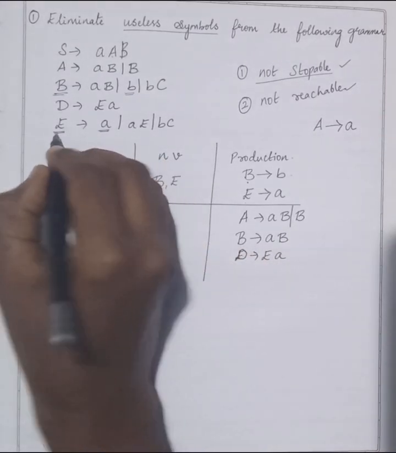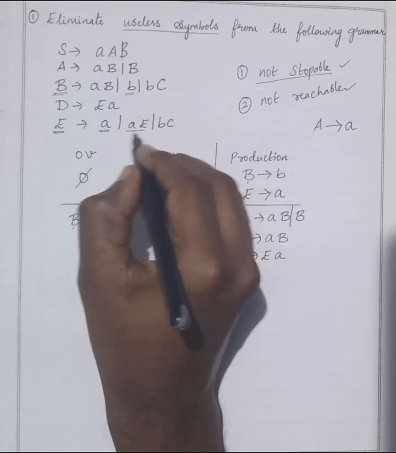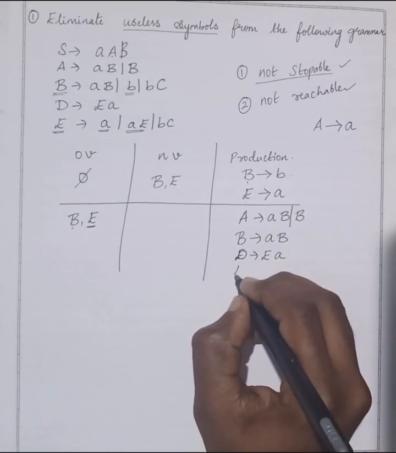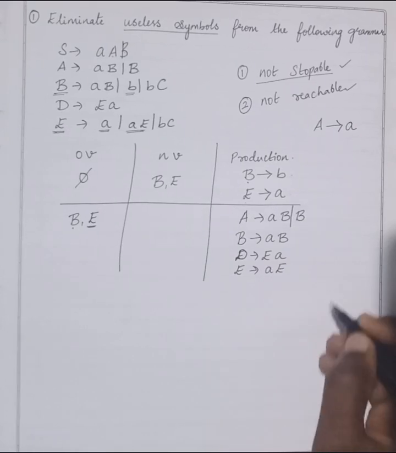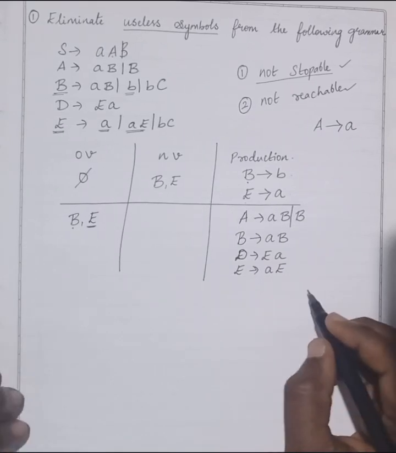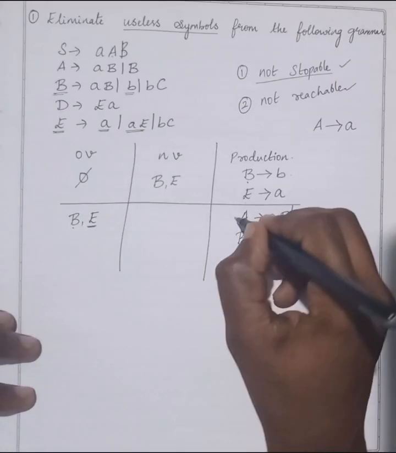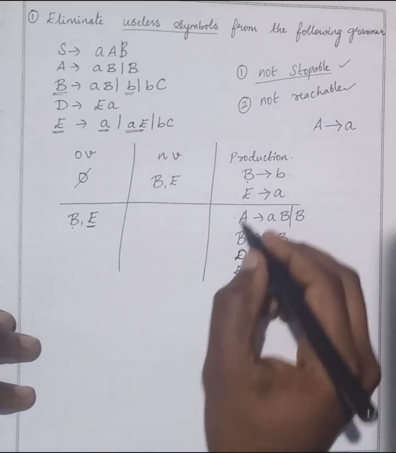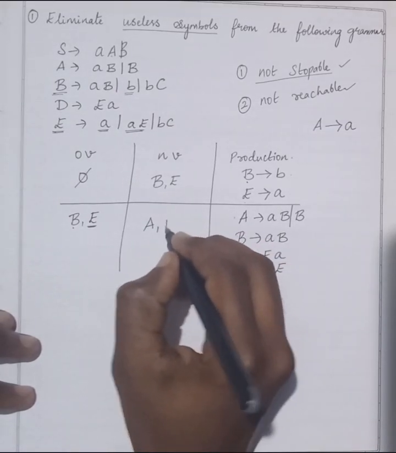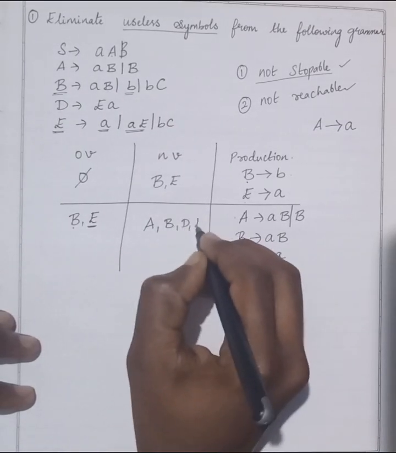Okay, then comes E. So again, E, also AE, can be stoppable, so that also we need to consider. They say E derives AE. Okay, so now we got these many variables. Now we should consider the new variables. We got A, B, D, E. Already BE was there. We want to include D also. We take the new variable set, that is A, B, D, E.